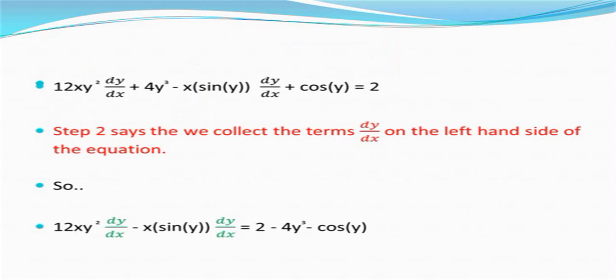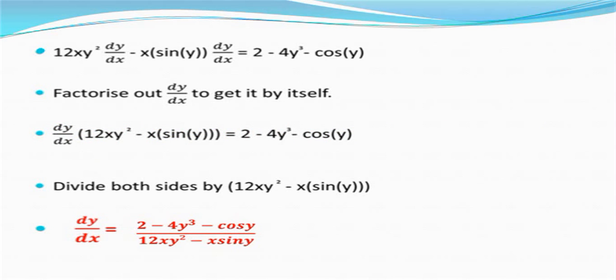So the next step is to take everything with dy/dx and move it to the left hand side and put everything else on the right hand side. So our new equation is 12xy squared dy/dx minus x by sin y by dy/dx equals 2 minus 4y cubed minus cos of y. We then take out dy/dx as a common factor, and we get dy/dx multiplied by 12xy squared minus x by sin y equals 2 minus 4y cubed minus cos of y.